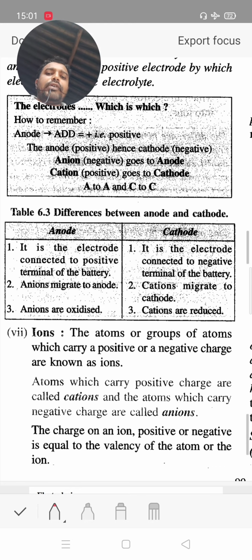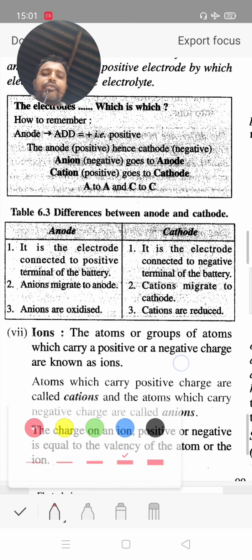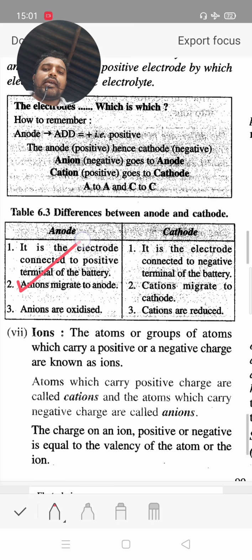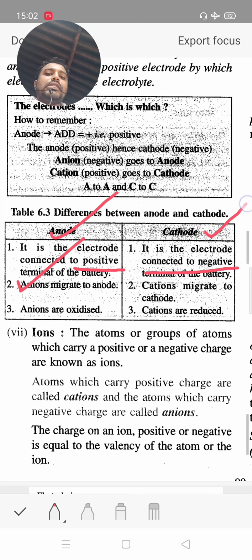Now, difference between anode and cathode. Already we discussed: anode is the electrode connected to the positive terminal of the battery, and cathode is the electrode connected to the negative terminal of the battery. Positive pole means anode, negative pole means cathode.